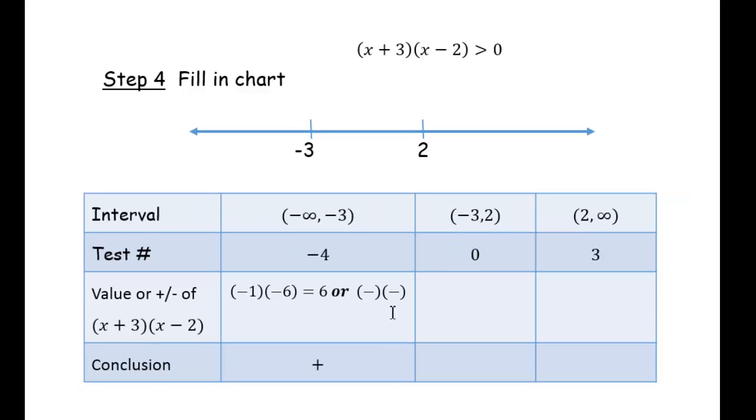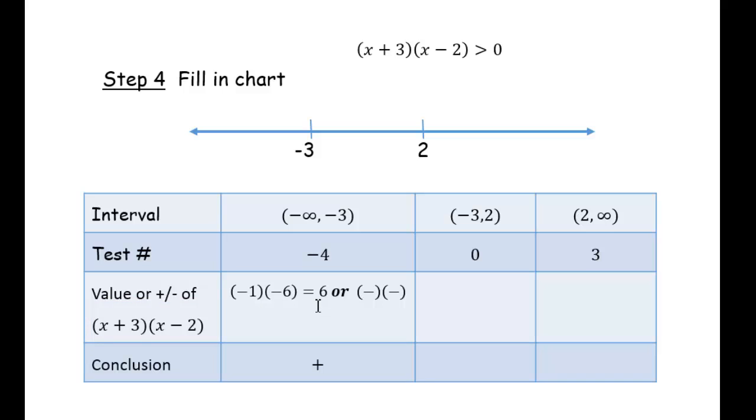And so let me show you what that looks like with the first interval. My test number is negative 4. When I plug that into the left-hand side up here, I put negative 4 into (x plus 3)(x minus 2), and I get negative 1 times negative 6, which is 6. That's one way to do it.